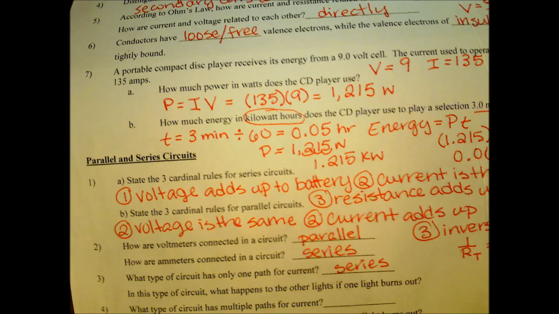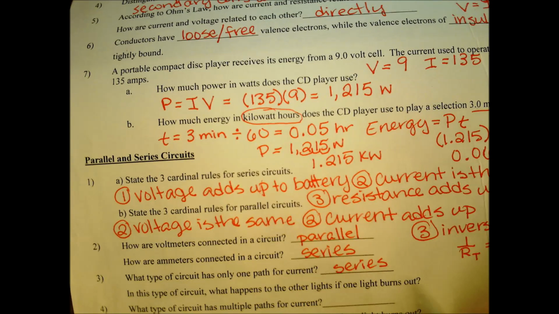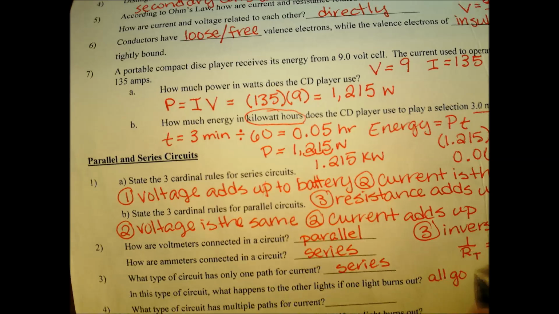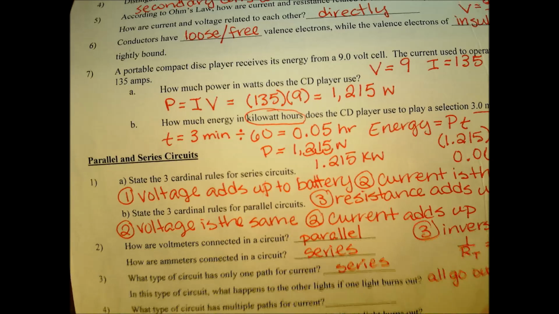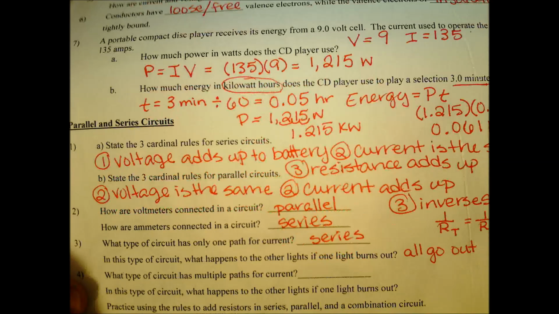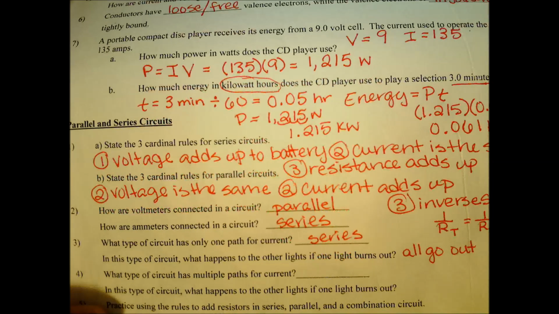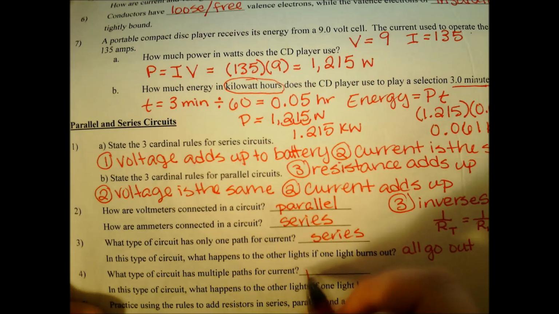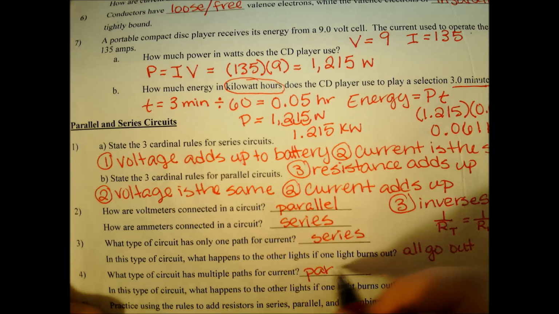In this type of circuit, what happens to one light if the others burn out? They're going to all go out because there's no other path for the electricity to take. What type of circuit has multiple paths for current? That would be parallel.